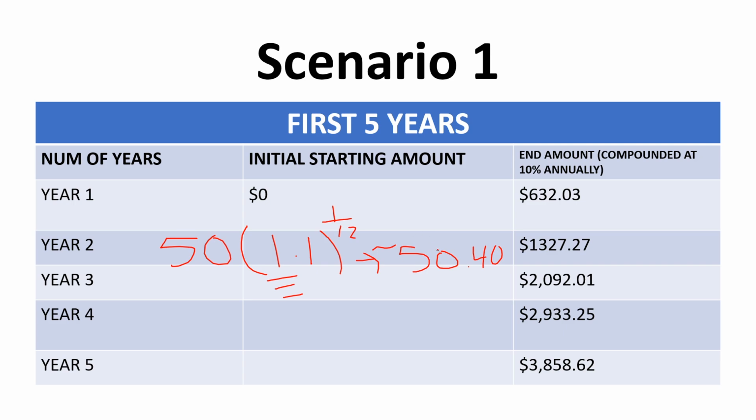About $50.40. The exact number comes to $50.39, however, I just rounded it. And this will again give us the value. If you did not do this, let's say you did 50 times 0.1 instead of 1.1, it is just going to give you the interest, and then you would have to add it back to the $50 initial principal. So this is just an easier way to do so.